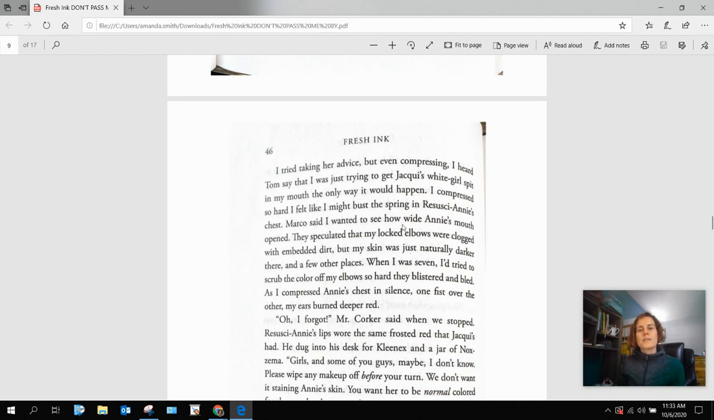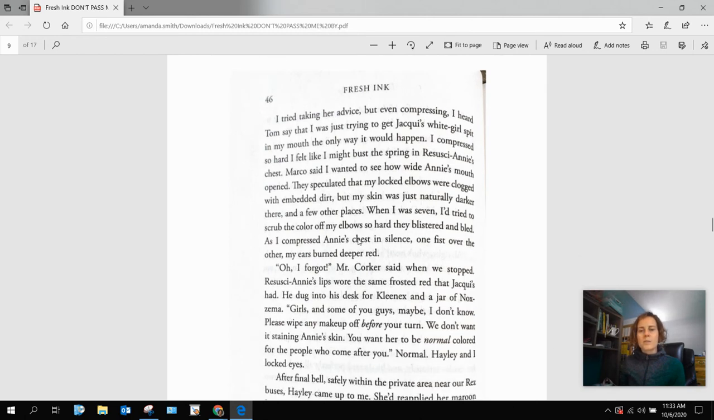Marco said I wanted to see how wide Annie's mouth opened. They speculated that my locked elbows were clogged with embedded dirt, but my skin was just naturally darker there and a few other places. When I was 7, I tried to scrub the color off my elbows so hard they blistered and bled. As I compressed Annie's chest in silence, one fist over the other, my ears burned deeper red.